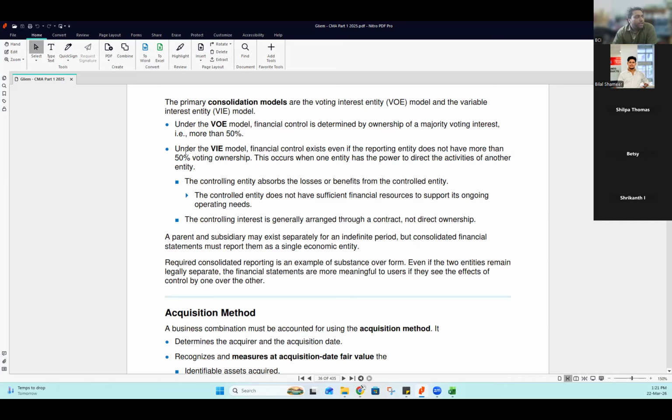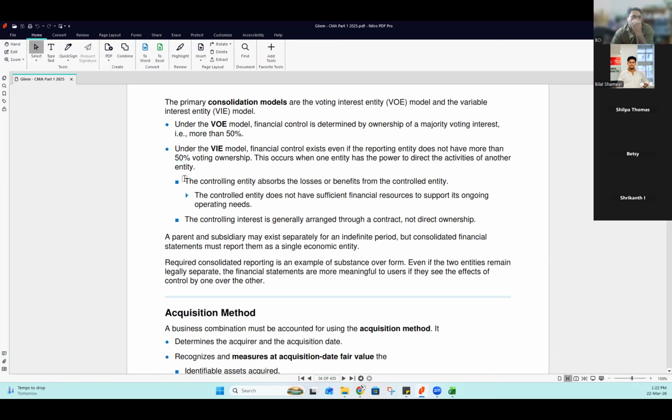Okay. So here, under the VIE model, financial control exists even if the reporting entity doesn't have more than 50% of the voting ownership. This occurs when one entity has the power to direct the activities of the other entity. Now, here what happens? There will be an Indian guy who's running the company. He will have 20% or 10% shares, but he's the one who's taking the decisions of the company. Clear? In that case, however many companies he is handling like that, we have to consolidate all his financial statements together. Got it?